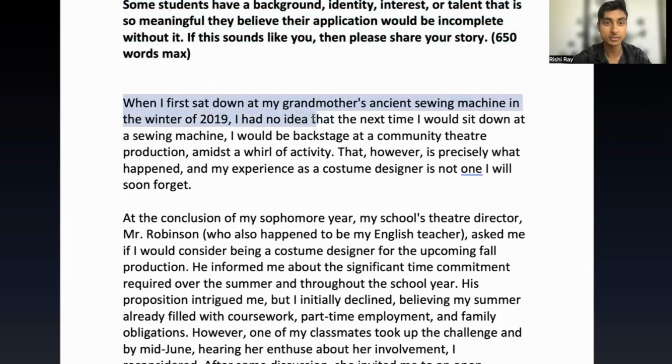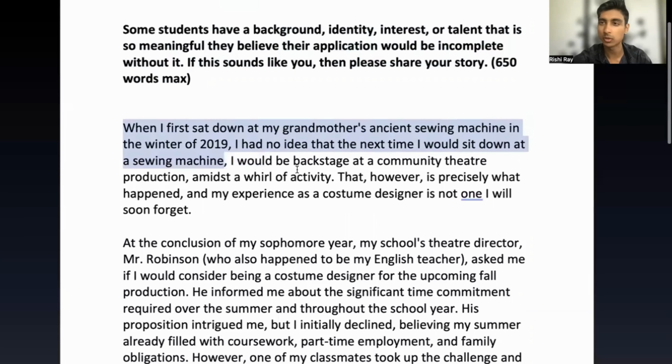You can imagine an admissions officer sitting at their desk, and they see this first sentence of the essay, which is, "When I first sat down at my grandmother's ancient sewing machine in the winter," and so on. This first sentence, as a consultant, I would say does not really serve as a strong hook for this essay.